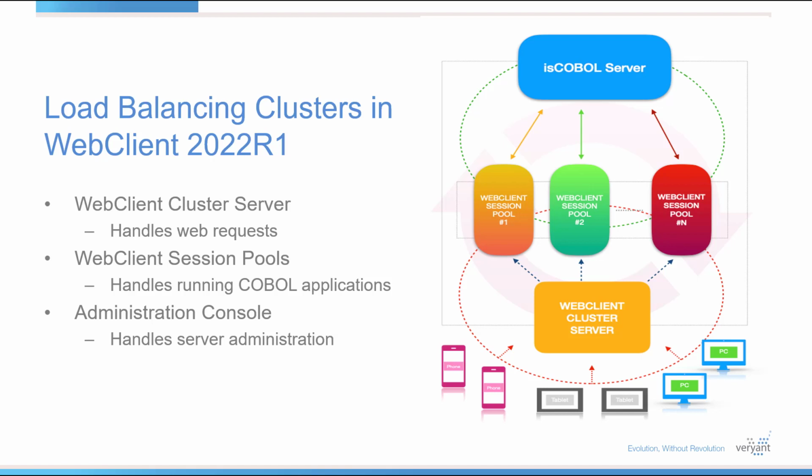Hi there. 2022 R1 adds load balancing to the web client. In earlier versions, you started the web client server once on one server, and you can still do that. That hasn't changed. But for larger loads, we've added the option to spread your web client out with multiple instances on multiple servers. Now, there are three parts to the web client cluster operation.